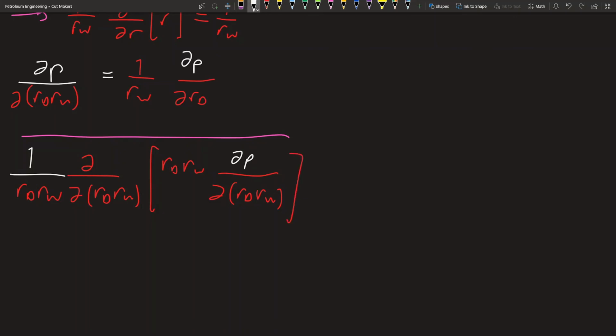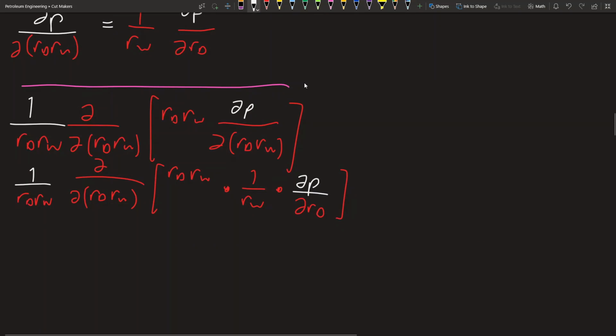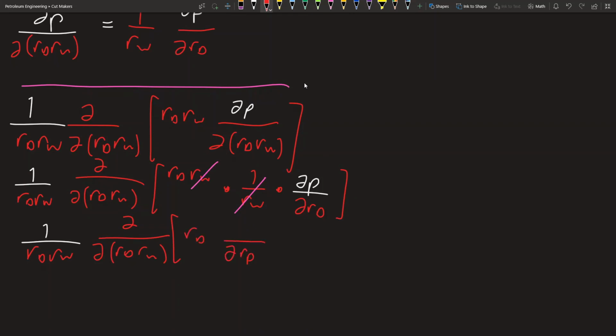So using what we have found from breaking up the first part, we can rewrite this as 1 over R_D R_W, ∂ over ∂R_D R_W, R_D R_W here, multiplied by 1 over R_W multiplied by ∂P over ∂R_D. All of this, you'll see that this 1 over R_W cancels out with this R_W, and so we can rewrite this in this form: 1 over R_D R_W, ∂ over ∂R_D R_W, R_D, ∂P over ∂R_D.